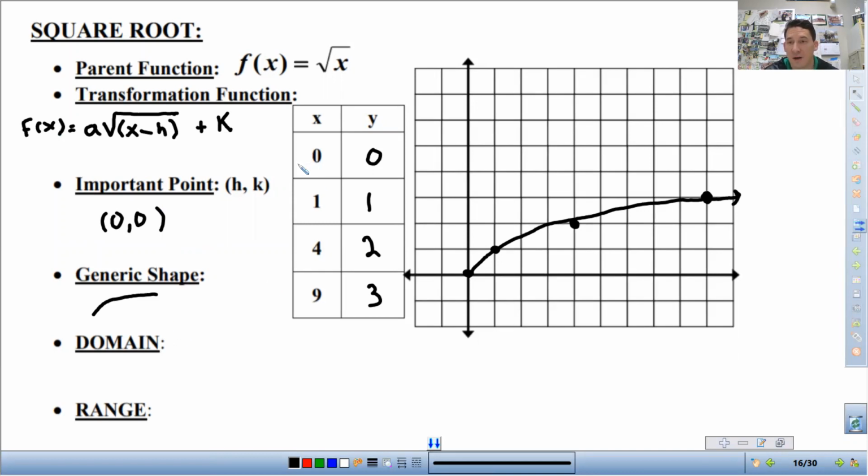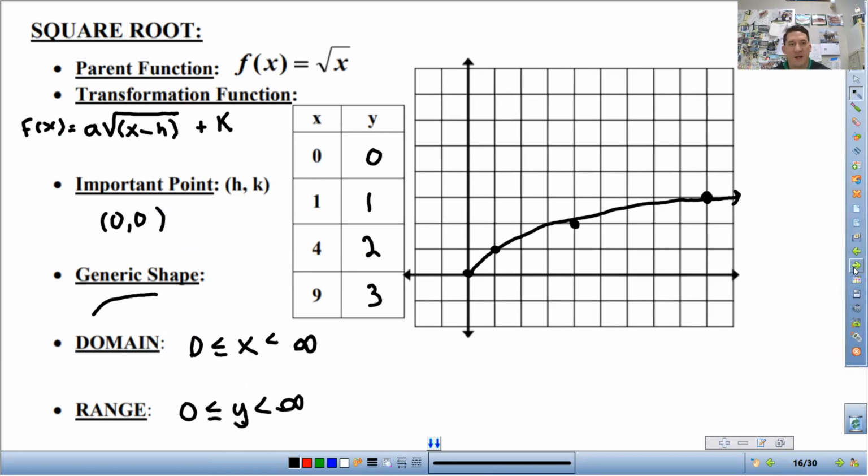The domain, so those are the x values. We already talked about it, you can't take the square root of a negative, so the domain has to be positive values. So x is between 0 and positive infinity. The y values are the same thing. You're not going to get a negative value when you're taking the square root of something. So y is between 0 and positive infinity.